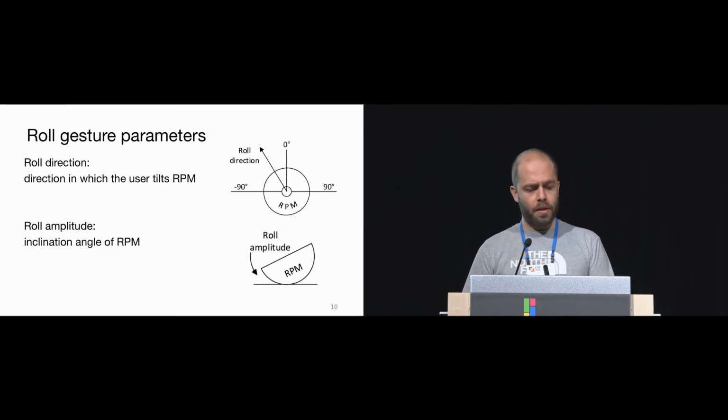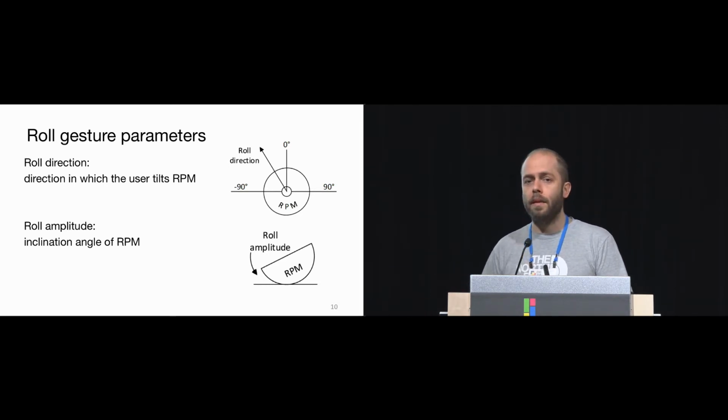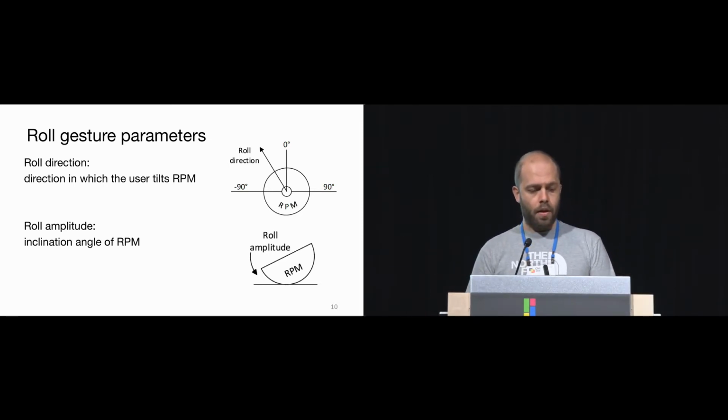To select any item on those toolbars, we take advantage of the roll gesture parameters, which are basically the direction and the amplitude.